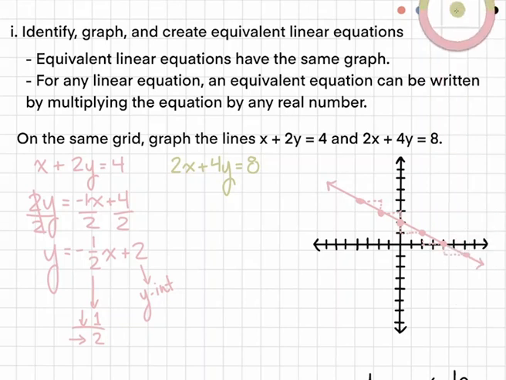Excellent. Now, let's rearrange the second linear equation that they gave us. So, try and get y on its own on the left-hand side here. It's going to be negative 2x equals 8. And I've got to divide by 4 to isolate for y.